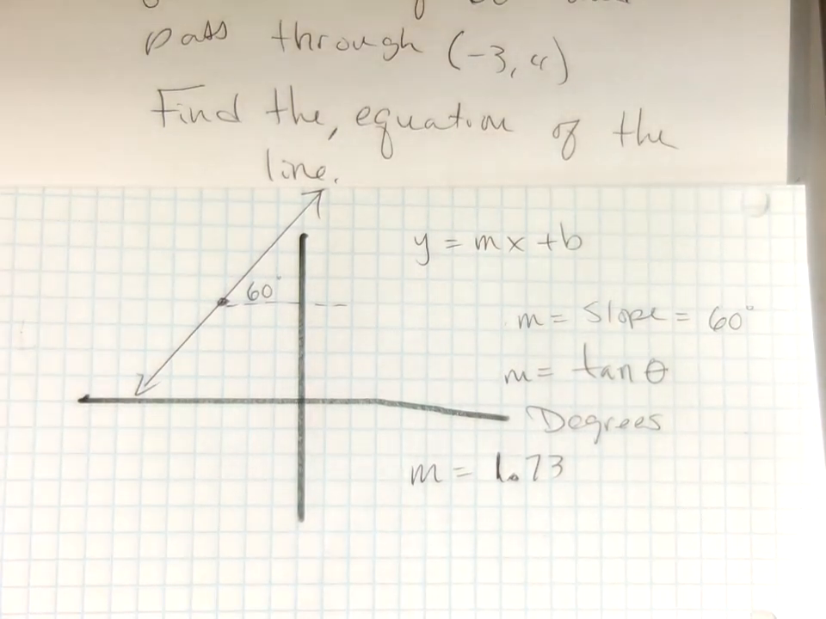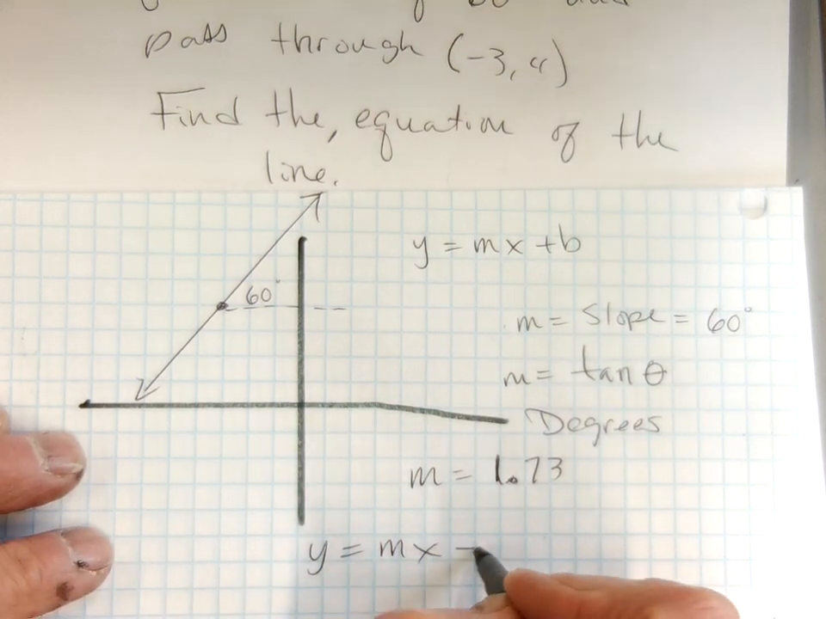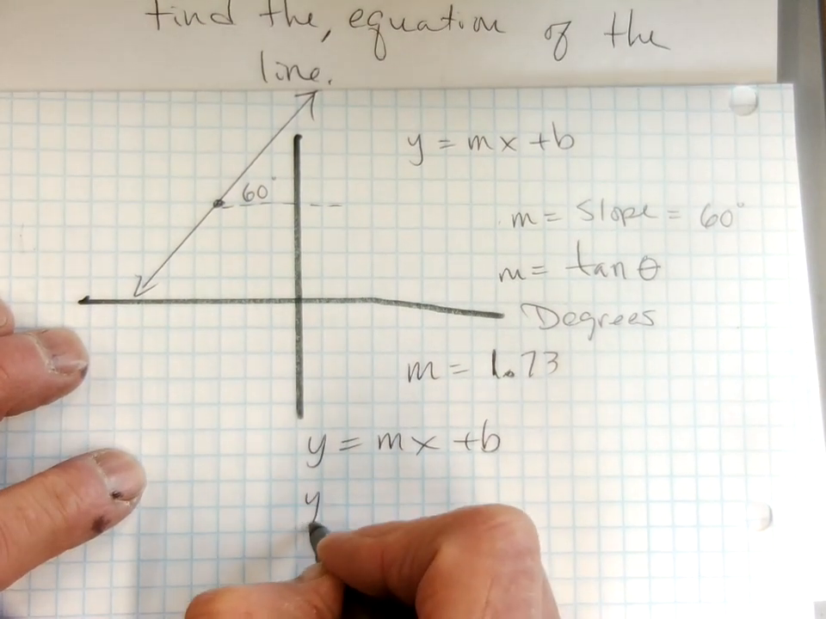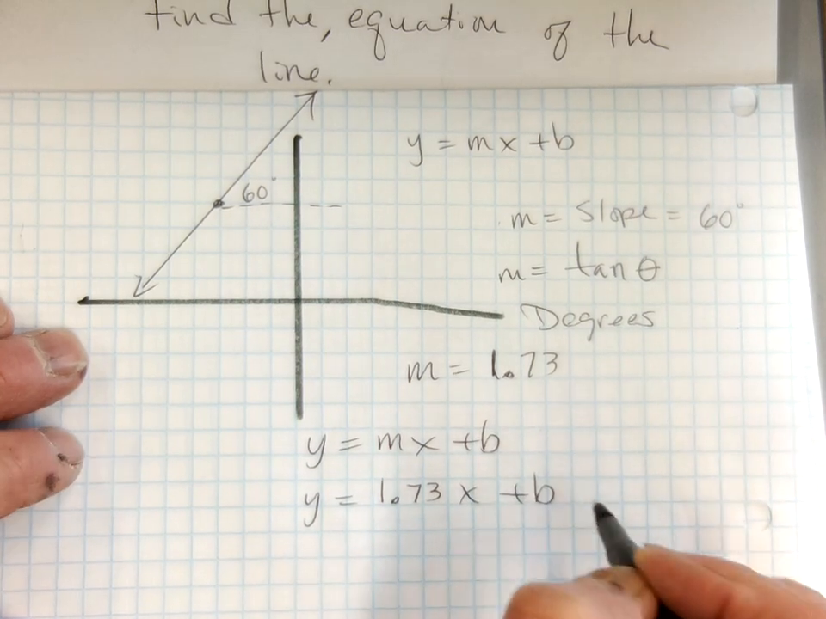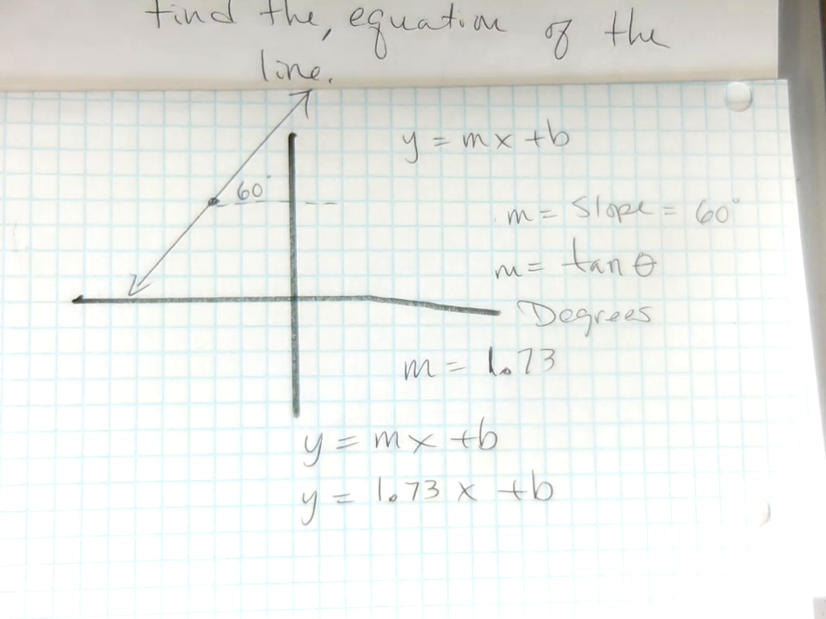All right, so now let's do our y equals mx plus b. y equals 1.73x plus b. All right? Now we've got to find b, but you know how to do this. What can you do to find b? Plug in 4 for y and negative 3 for x, right? Because that's my point, and the line has to go through that.